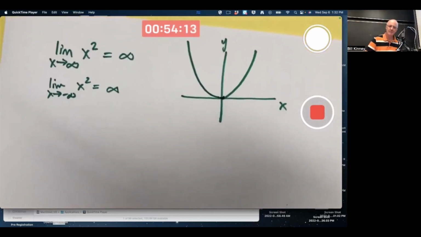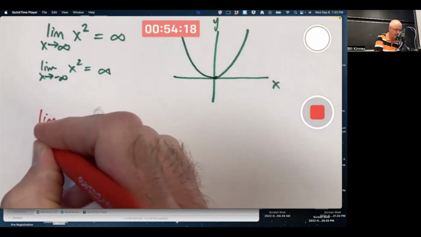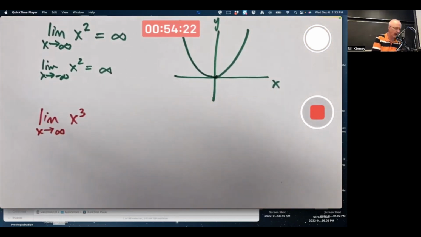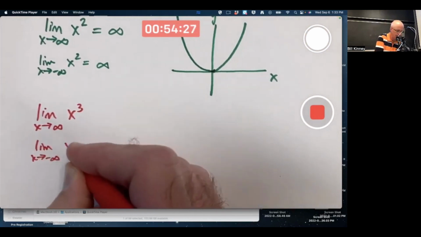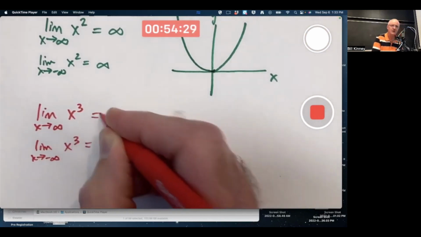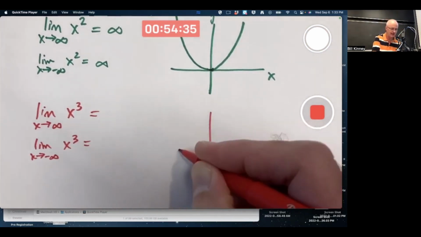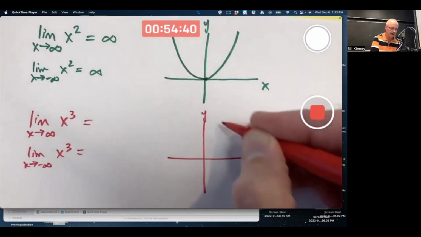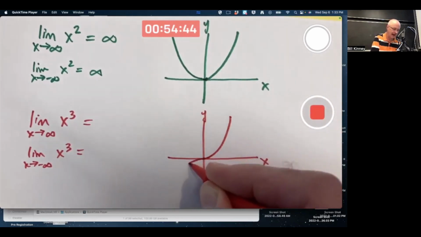If I change my example to make the function be x cubed instead of x squared, then the answers, well, at least one of them, does change. The graph of x cubed does look different than the graph of x squared. It looks similar over there, but down over there.